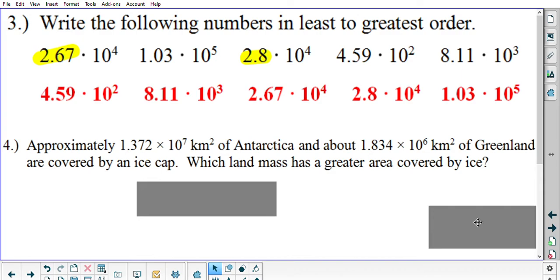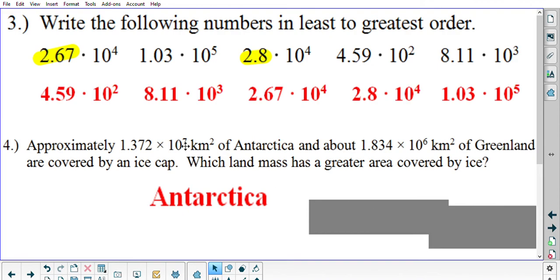Lastly, problem number 4, approximately 1.372 times 10 to the seventh square kilometers of Antarctica and about 1.834 times 10 to the sixth power square kilometers of Greenland are covered by an ice cap. Again, these are actual numbers here, ladies and gentlemen. Which landmass has a greater area covered by ice? All right, who's the greater one? It's the one with the bigger power of 10, which was Antarctica, because that was times 10 to the seventh power, whereas Greenland was only times 10 to the sixth power.